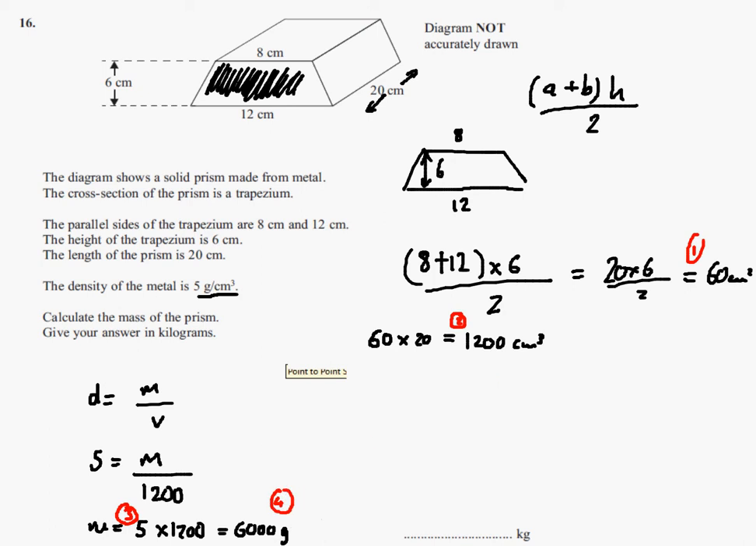Sorry, mark number 4 would actually be to divide that by 1,000 to turn it from grams into kilograms. 6,000 divided by 1,000. That's what's going to give you the fourth mark. And what's going to give you the final mark is for accurately getting the fact that the answer is 6. Okay, that's it.